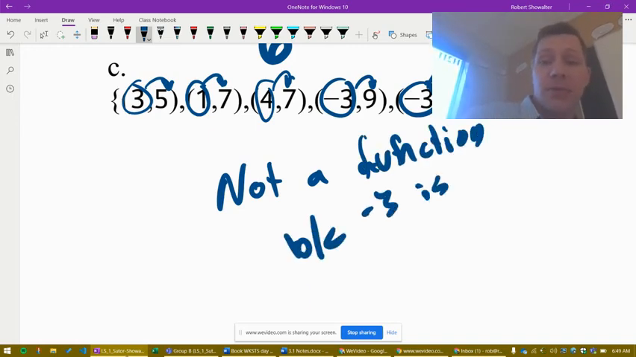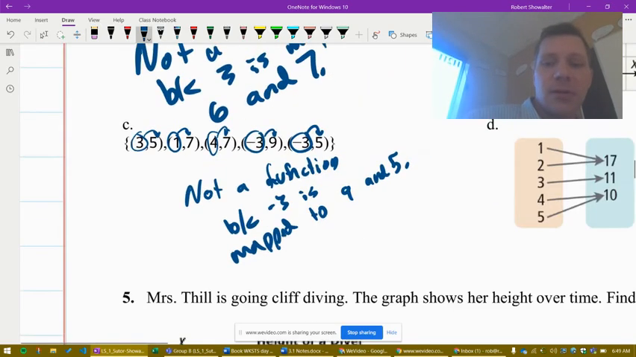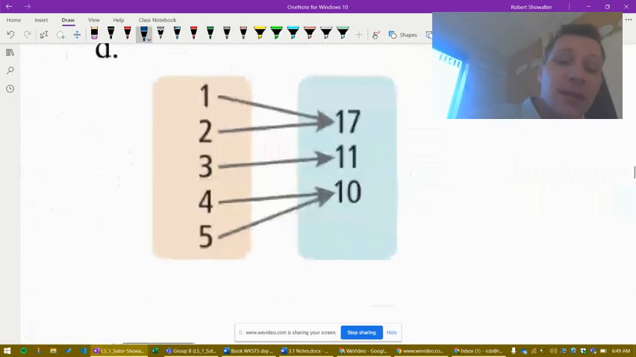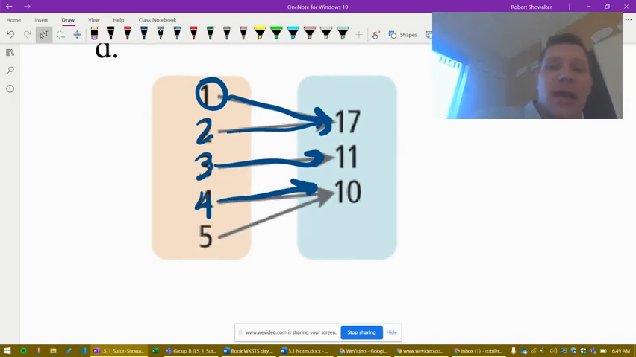-3 is mapped to 9, and it looks like -3 is mapped to 5. Since -3 has two outputs, it is not a function. Why isn't it a function? Because -3 is mapped to 9 and 5. So therefore, it is not a function.